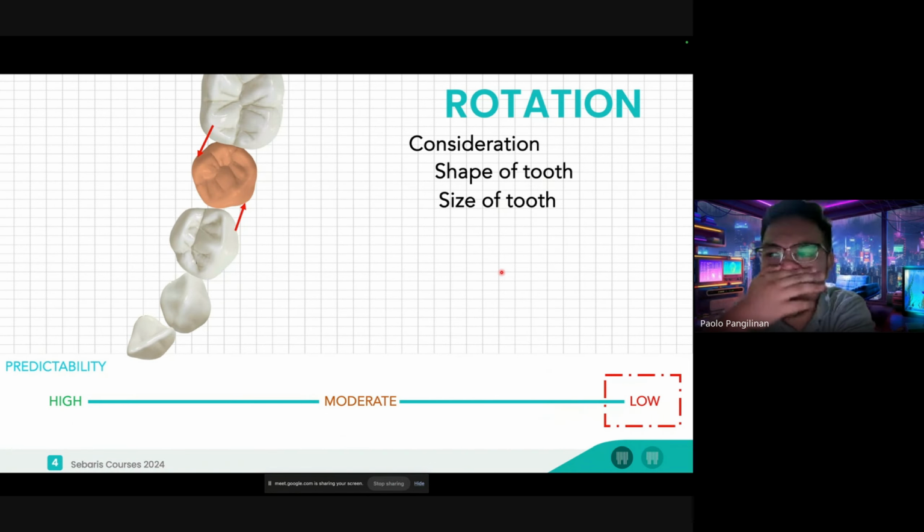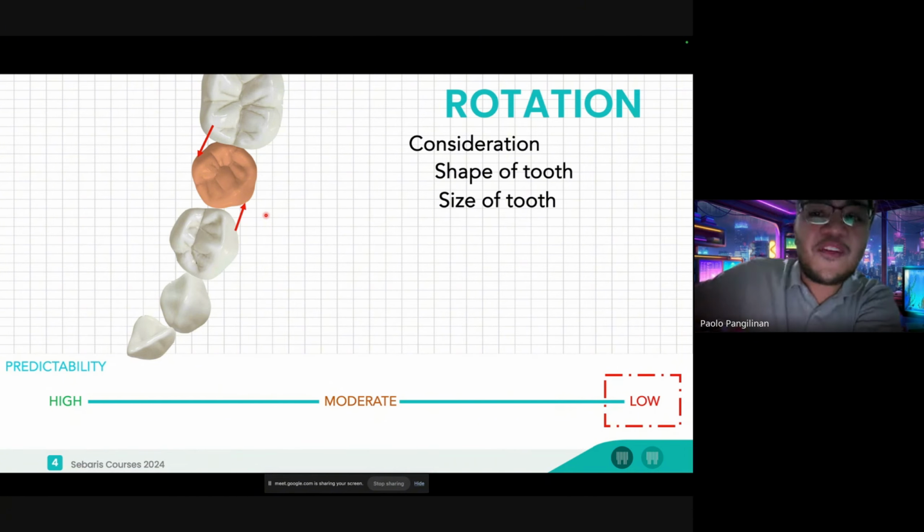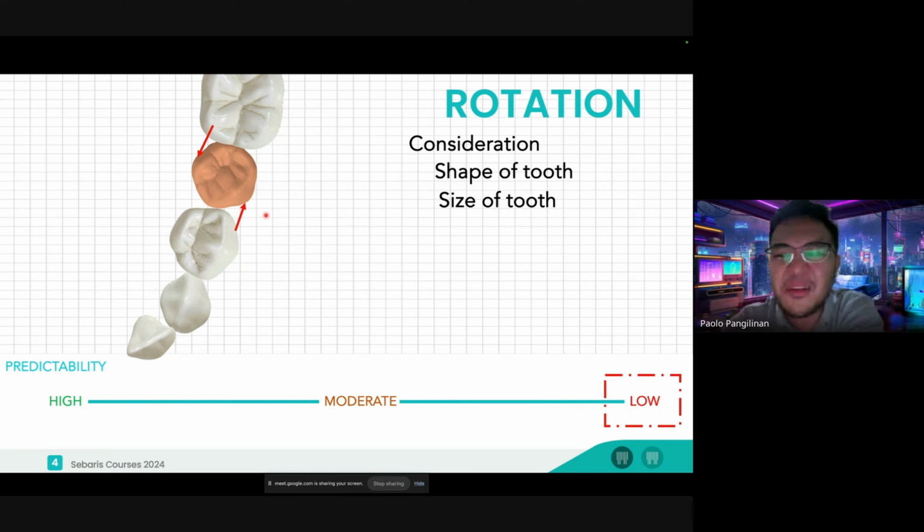Now, for cases that have low predictability, if you're gonna push on a curved surface, try pushing your chair, try pushing your table right now, wherever you're watching. It's easier to push because it's a flat surface. But try pushing a ball. It's a little bit difficult. It's a little bit challenging, right? Until you get that flat surface. And that's also the challenge of your clear aligners.